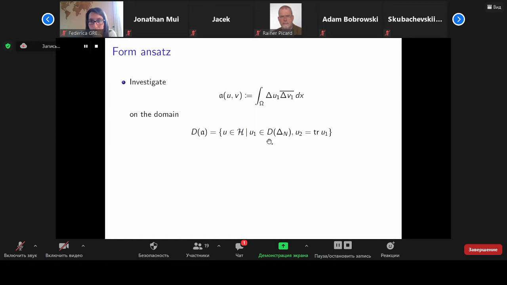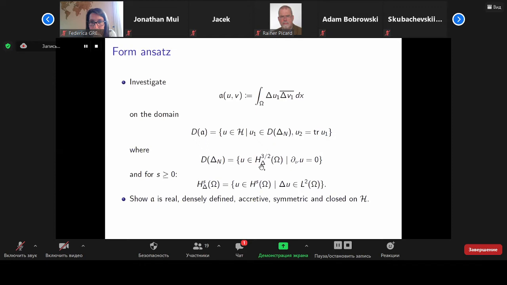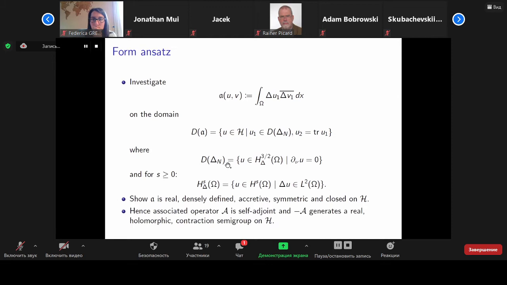Now I spoke about the domain of the Neumann Laplacian. I want to recall that this is not H2 as in the smooth case, but has some weaker regularity. More precisely, it is the fractional order Sobolev space H^{3/2} with the additional thing that the Laplacian lies also in L2. And we will use this notation of the fractional order Sobolev space where the Laplacian also lies in L2. And now one can just calculate that A is a real, densely defined, accretive, symmetric, and closed form. And then by form theory, one obtains that there is some associated operator which is self-adjoint, and the negative operator generates a very nice semigroup.